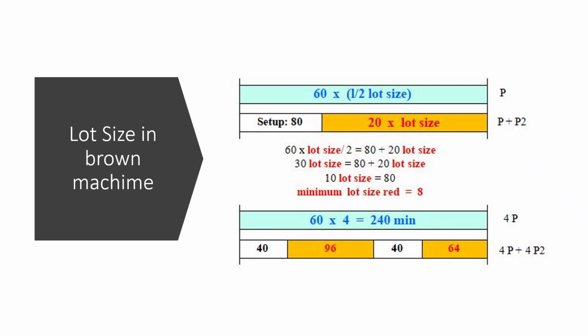If we apply the same reasoning to the brown machine, in this case, the minimum lot size is 8. It may not be practical to have different lot sizes in both machines, so we may decide on a value above both, such as 12, to compensate for any inefficiencies.